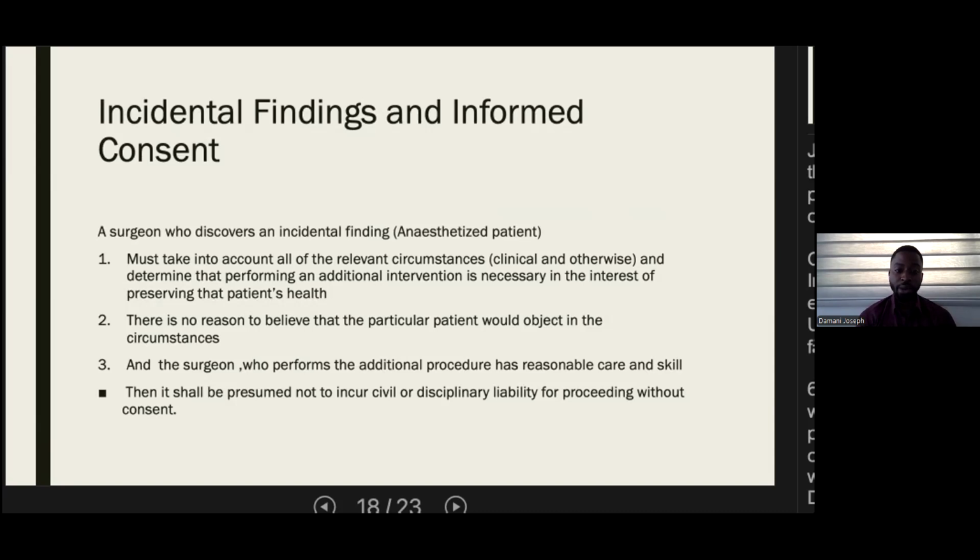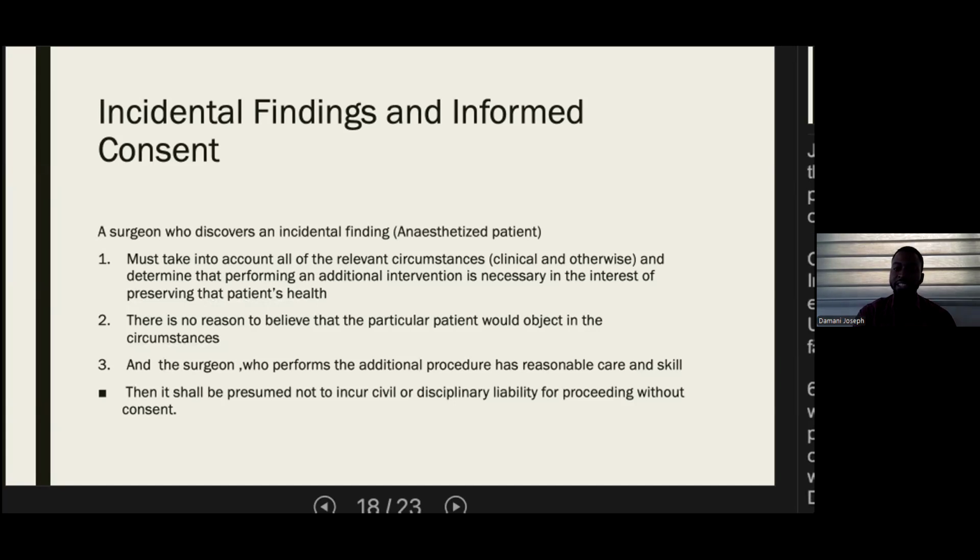This could be either clinical or otherwise, and determine that performing an additional intervention is necessary in the interest of preserving that patient's health. Two, there must be no reason to believe that that particular patient would object in these circumstances. And three, that the surgeon who performs the additional procedure has reasonable care and skill with performing that additional procedure. So it's only then that it shall be presumed not to incur civil or disciplinary liability for proceeding without consent. So just on this, I had a small case I just wanted to briefly summarize.